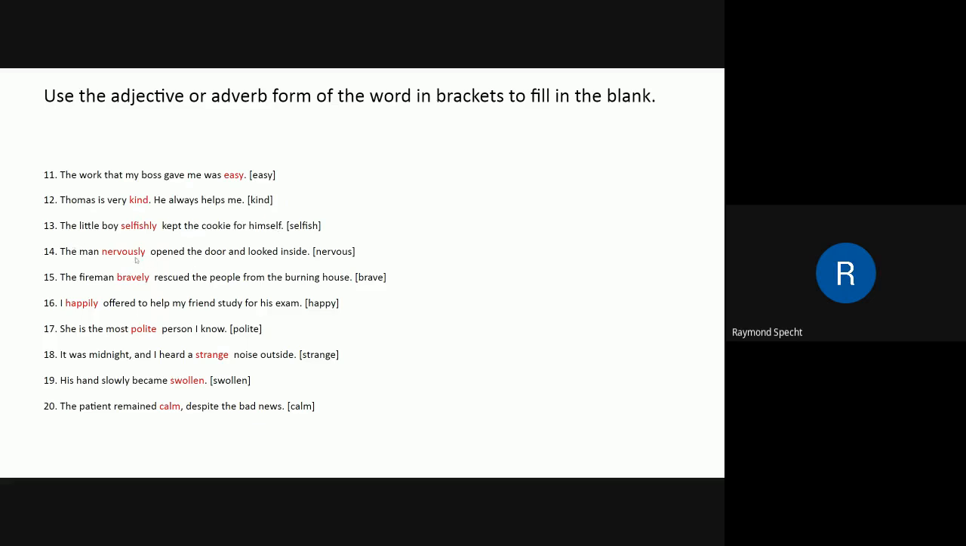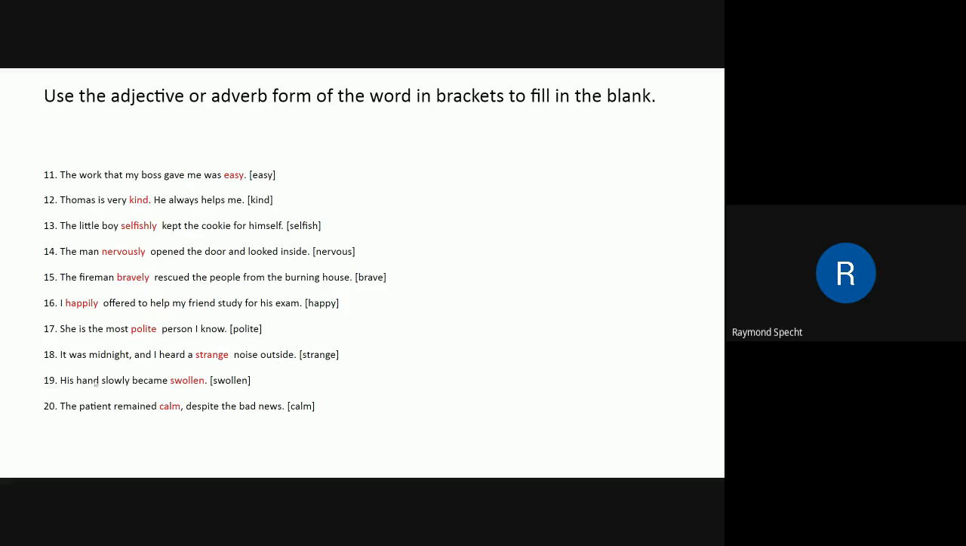The man nervously opened the door and looked inside. The firemen bravely rescued the people from the burning house. I happily offered to help my friend study for his exam. 17. She is the most polite person I know. 18. It was midnight and I heard a strange noise outside.